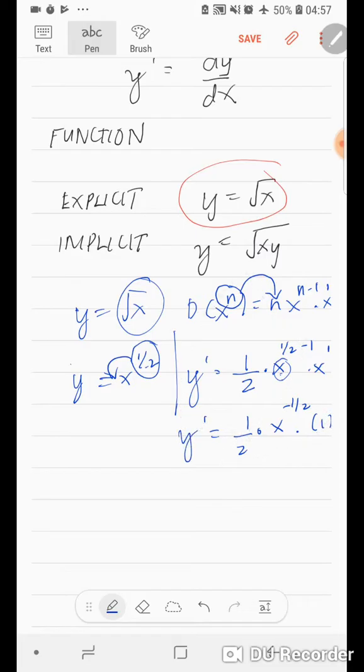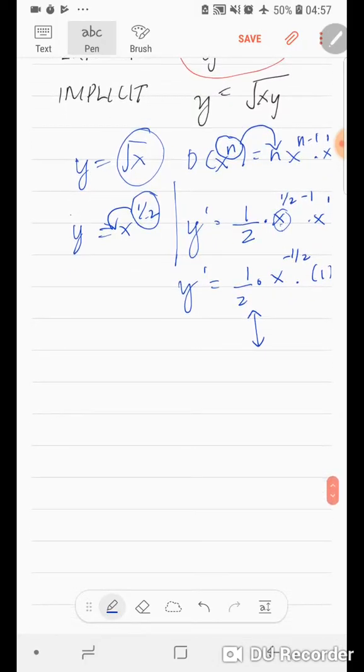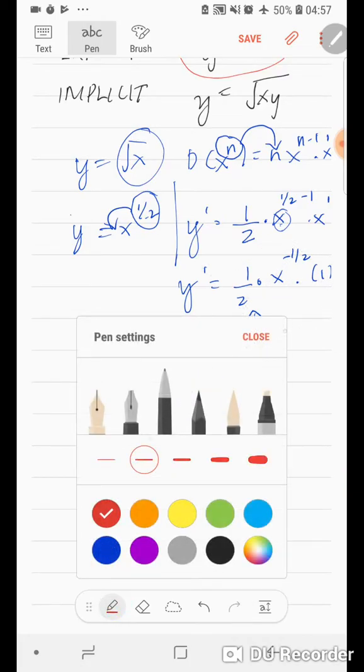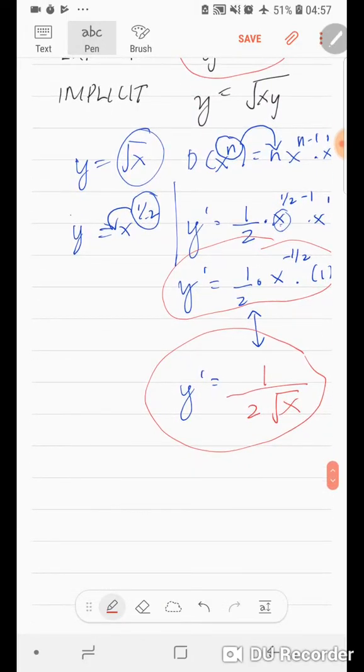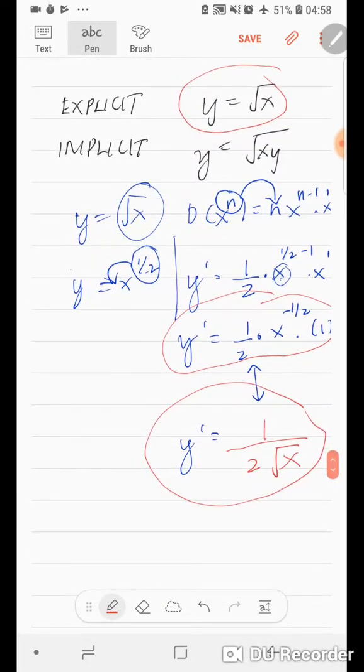And then when we want to simplify this entire function, we can have 1 over 2 square root of x. So this would be the y prime. This would be the value of the derivative of y, which is equivalent to square root of x.